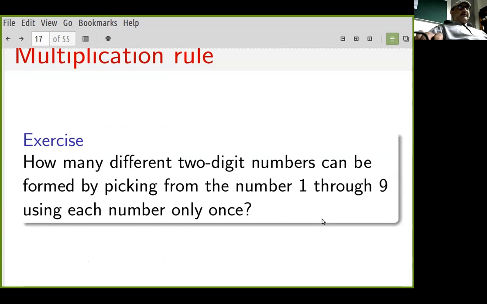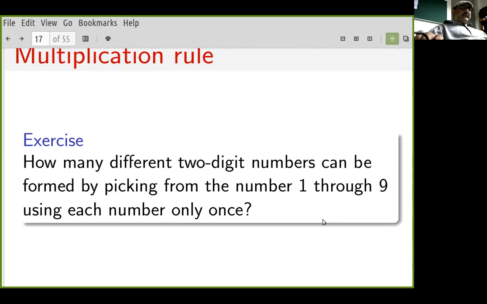Okay, here's another one. So let's say we have 2-digit numbers, and we're not using 0. So the first number is picked from 1 through 9, and the second number is picked from 1 through 9, but you can use each number only once. So I have to pick a first number, and I have to pick a second number. The numbers I'm allowed to pick are the digits 1 through 9, and I'm not allowed to use a number twice. Okay, so how many ways are there of doing this?